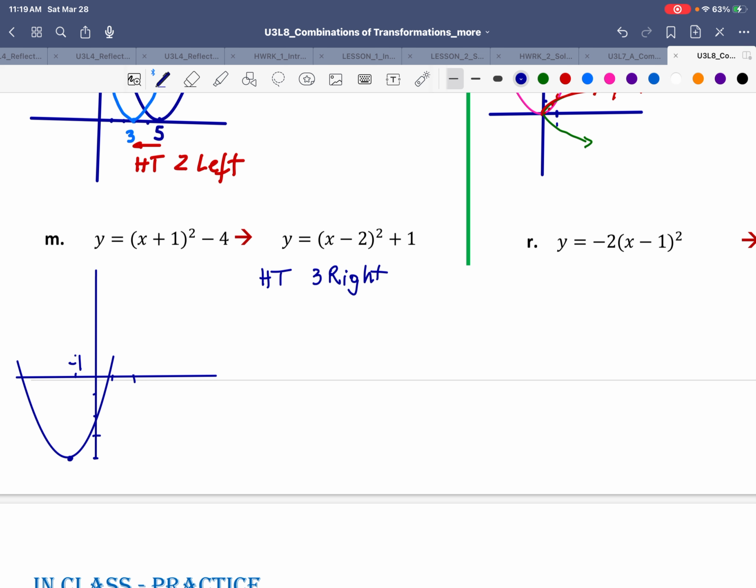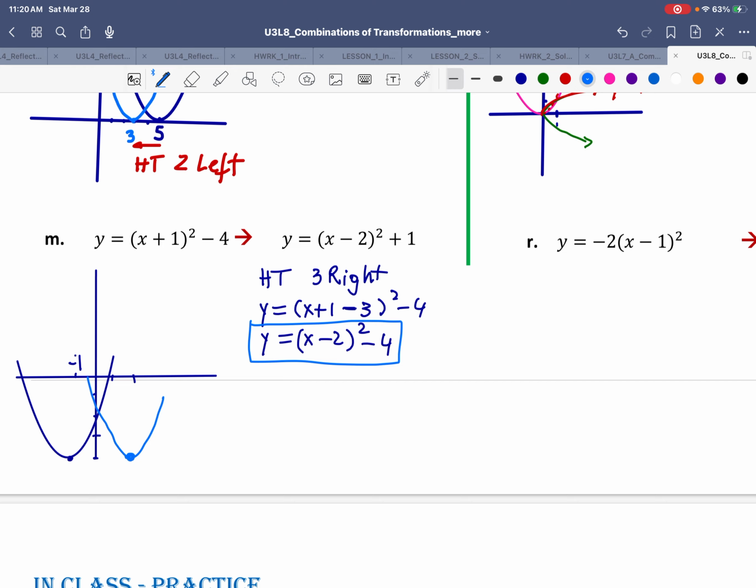So when that happens, then we're going to have y equals x plus 1. So when you go 2 to the right, that means that you are subtracting 3 squared plus 1, which in simplified form is x minus 2 squared. Sorry, here we are still at minus 4, so minus 4. So that is where the graph of this function will be. So let's start with the first one. So the graph is going to go right down here. Okay, so that would be the graph of y equals x minus 2 squared minus 4.